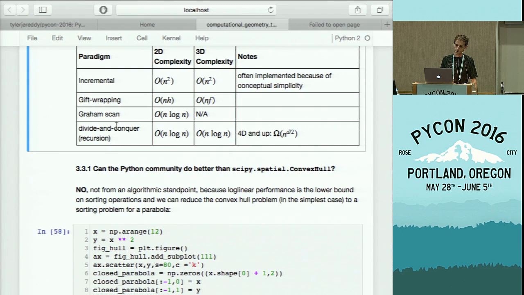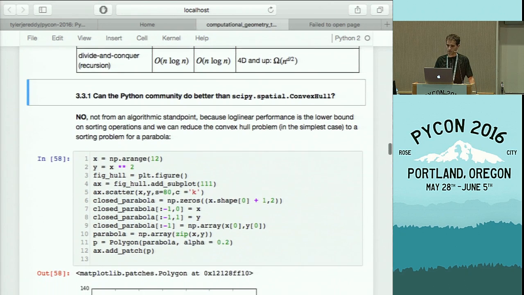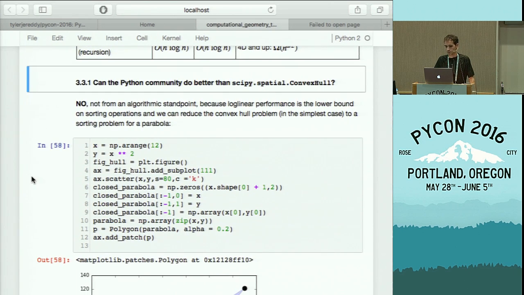And then there's the Graham scan and the divide and conquer, which both operate at log linear complexity, which is quite good. So we really can't do much better, at least from an algorithmic standpoint, than scipy.spatial.ConvexHull.